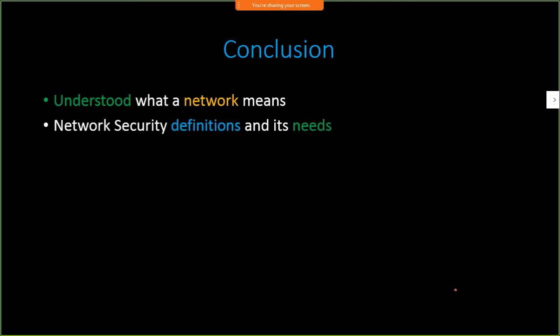So what is the conclusion? Understand what network security means, the definition of network security, what its main needs are, and why we need encryption over the network, because we all use the internet and our data must be protected over it.